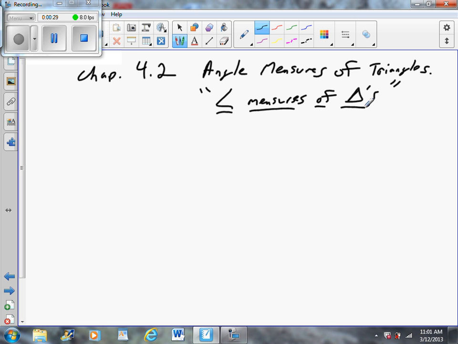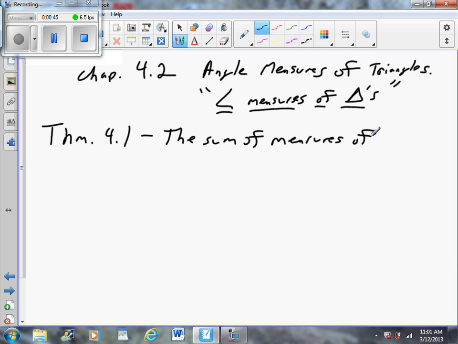Now, what we have here in theorem 4.1 is basically this. The sum of the measures of the three angles of a triangle equals 180 degrees, okay?